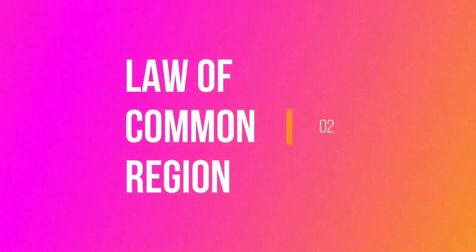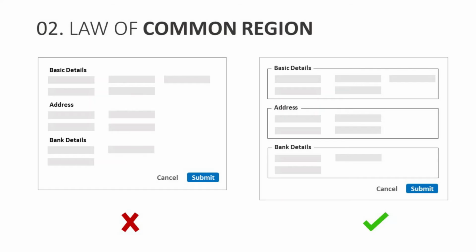The second one is the law of common region. The principle of common region says that items within a boundary are perceived as a group and assumed to share some common characteristics or functionality.